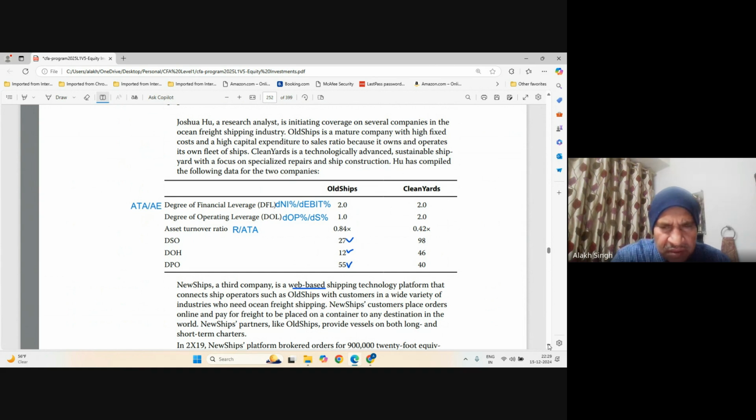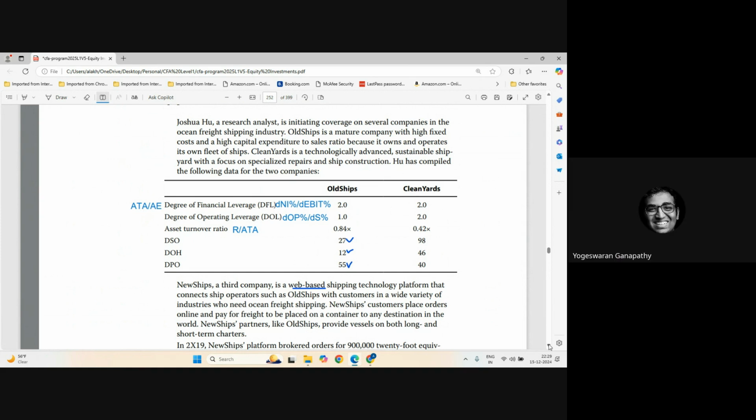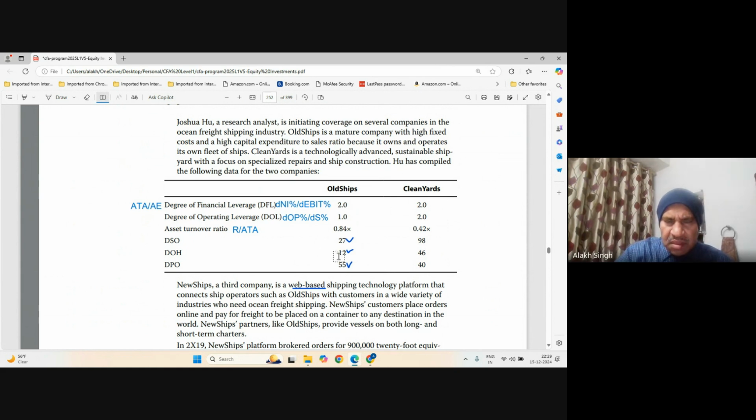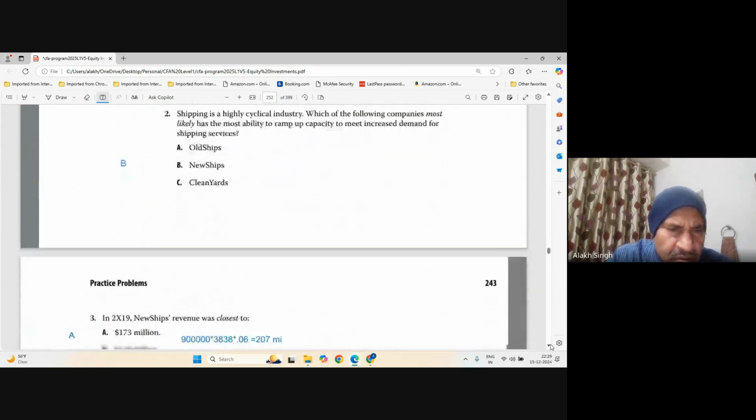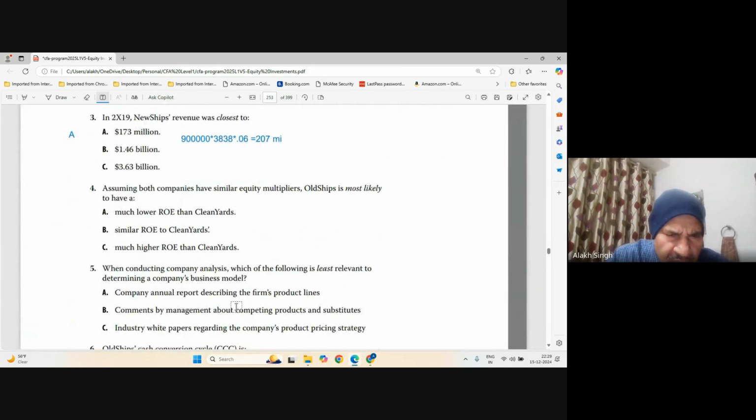Do you see the point? All these 3 are better for old ships. So then it should have higher ROE. Yes, so old ship has much higher ROE than clean yards. So C.